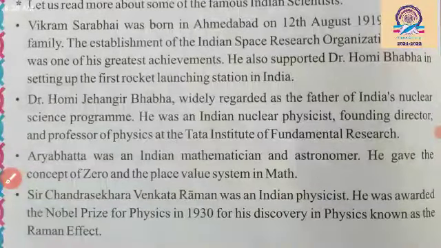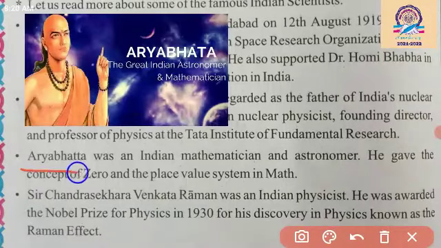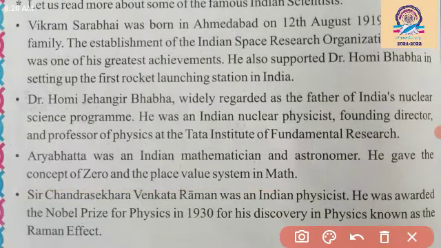Then Aryabhat. Aryabhat was an Indian mathematician and astronomer. He gave the concept of zero and the place value system in maths. Aryabhat was a famous mathematician and astronomer who studied planets, stars, the sun, the moon, and space. So we can say that he is a famous mathematician and astronomer.